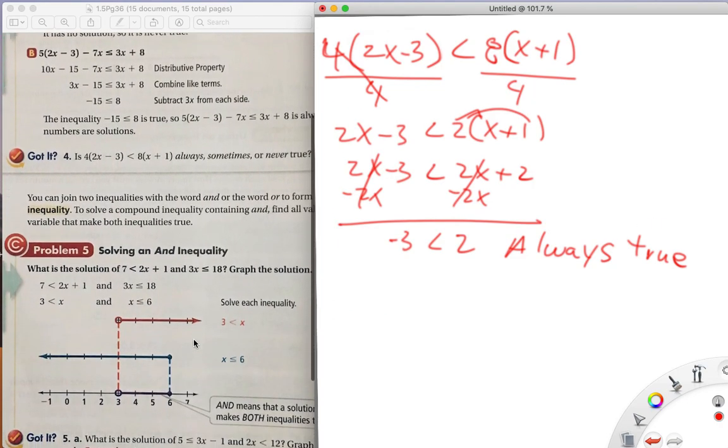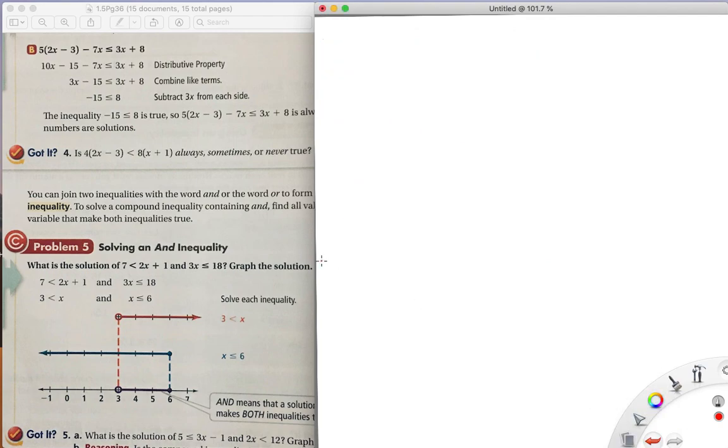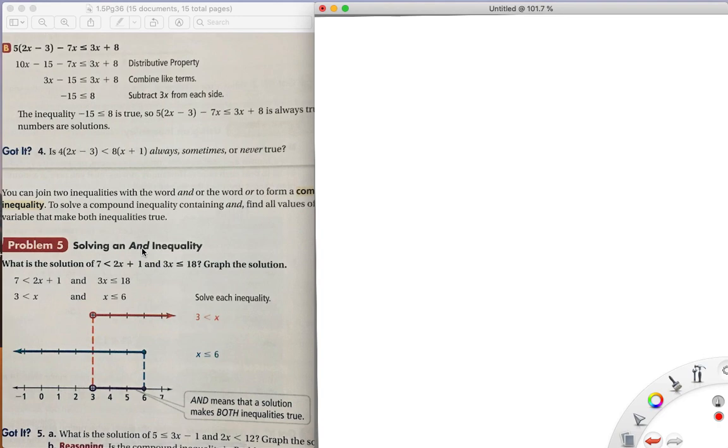Compound inequalities. So we have an and. If you have an and, we're going to have a situation where we have some line that goes this way, an inequality. We have some other line. I'll try to be color coordinated with the book, which goes this way. And where they intersect is your compound inequality.